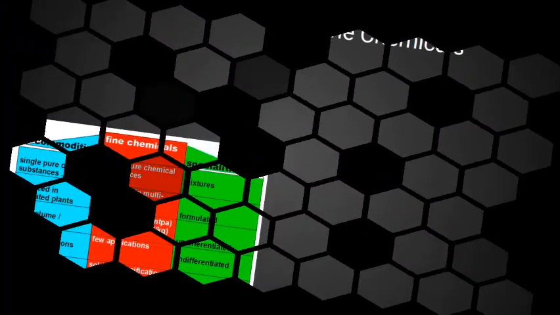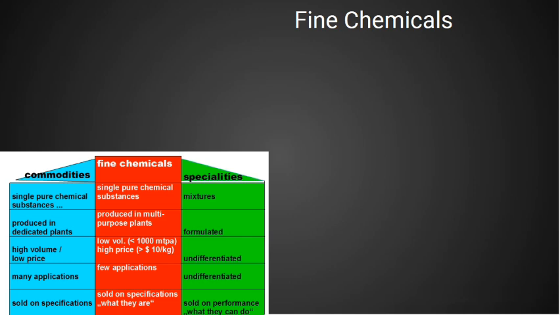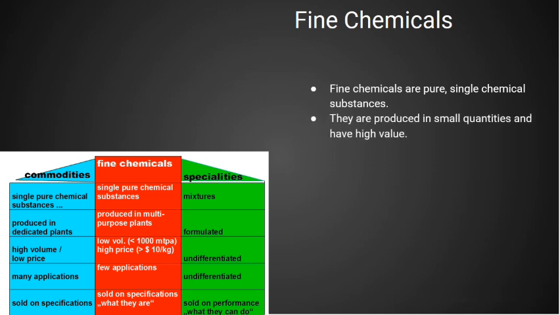Okay, now let's talk about fine chemicals. So when we are talking about fine chemicals, these are materials used in various chemical industries. However, these materials are produced in small quantity with high degree of purity. So when we are talking about fine chemicals, we say they are chemicals produced in small quantity and with high degree of purity. They are produced in small quantity and they have high value.